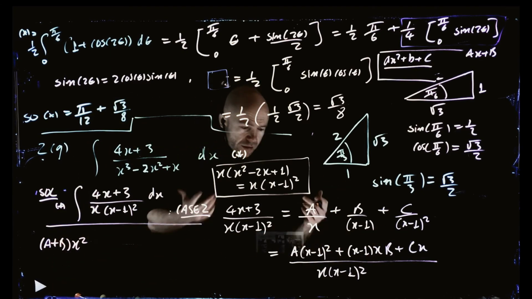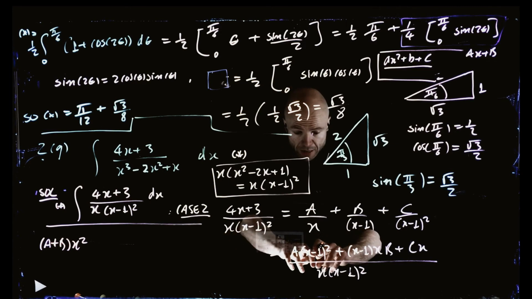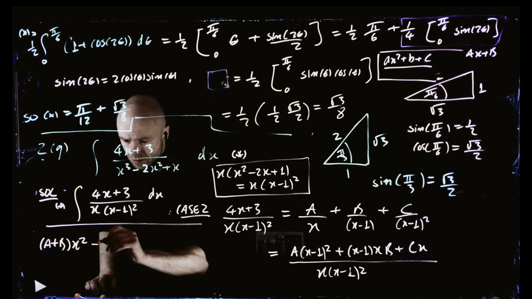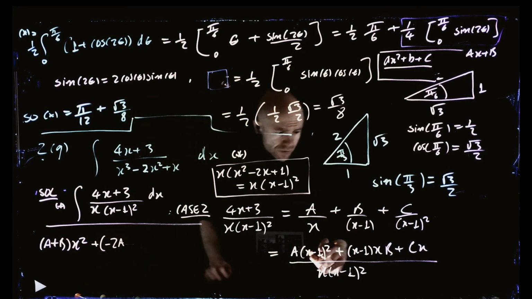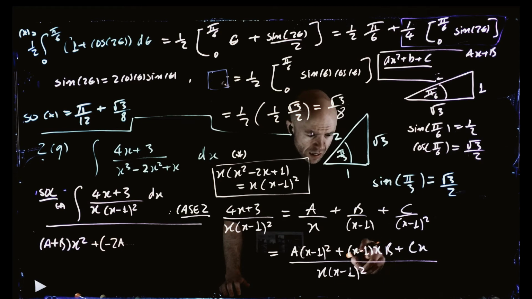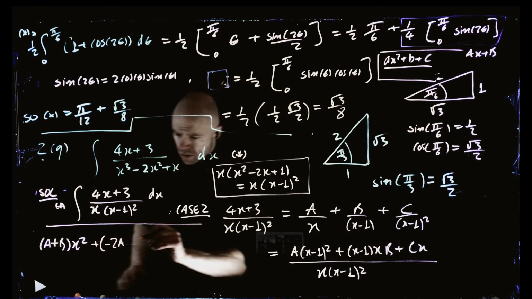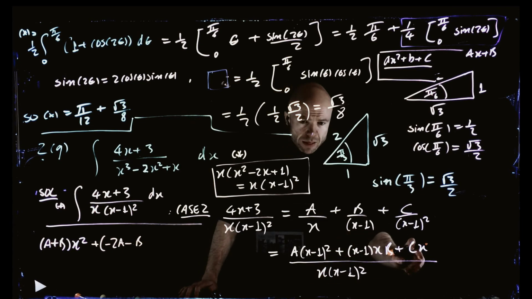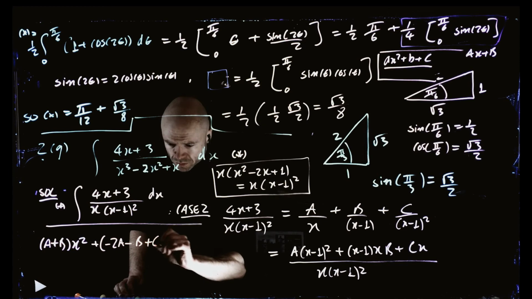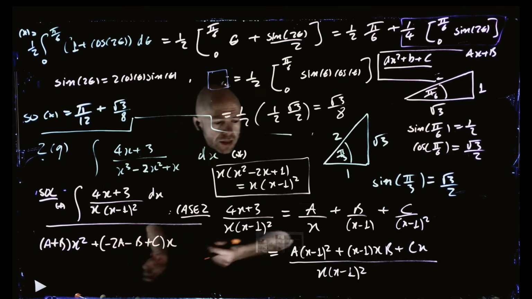Then we look for the x's. What x's do we have? We're going to have a minus 2ax from this thing. Let's put it in, minus 2a. And then we're going to have a minus bx from this thing. And then we're just going to have a plus c here. And that's the x.